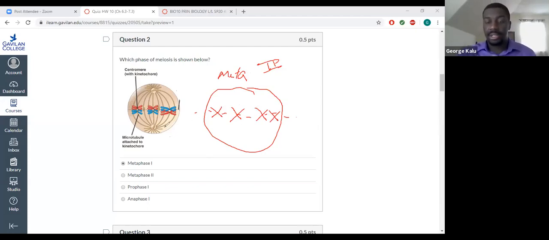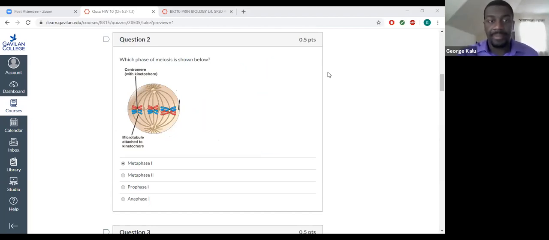In metaphase 1, you would still have your tetrads all still together. They're just lining up on either side of the metaphase plate. In metaphase 2, the homologous chromosomes have already been separated, and so now we end up with just these individual chromosomes lining up along the metaphase plate. All right. That's perfect, good. Okay, that's metaphase 1.